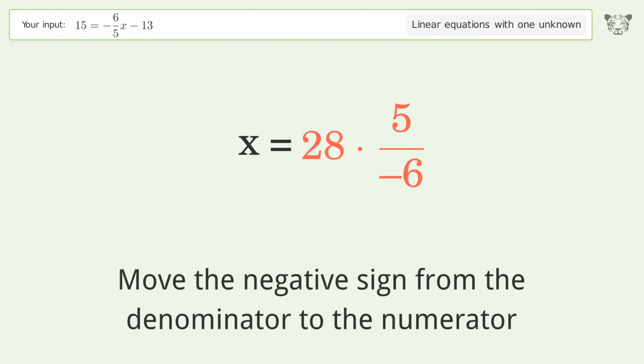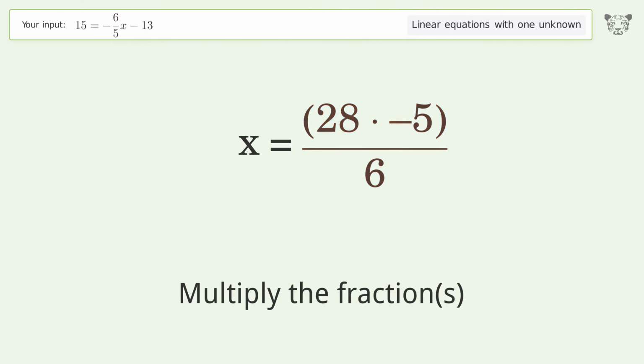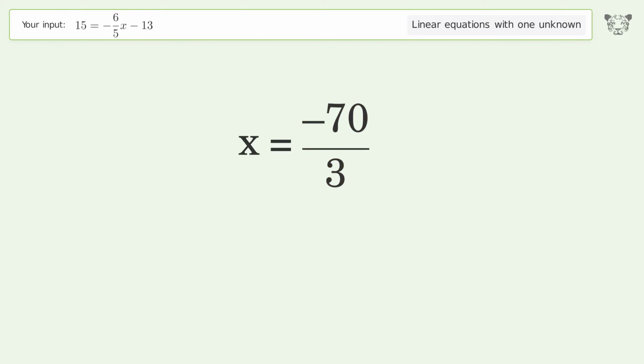Move the negative sign from the denominator to the numerator. Multiply the fractions. Simplify the arithmetic. And so the final result is x equals -70/3.